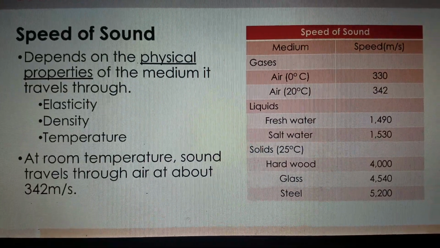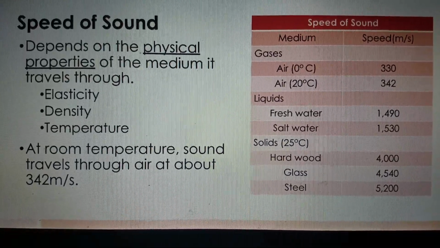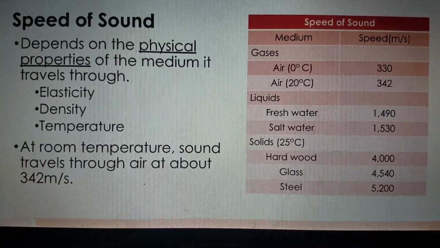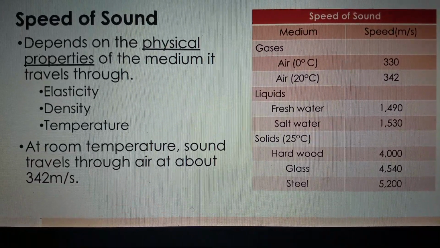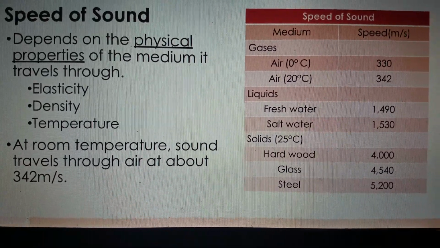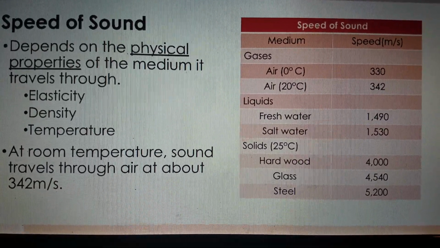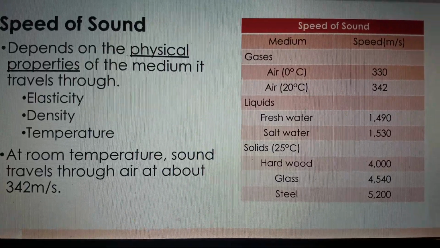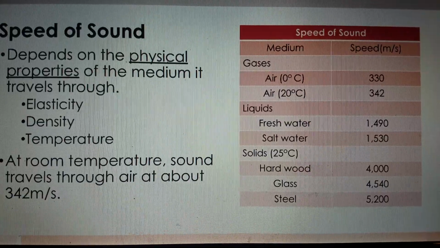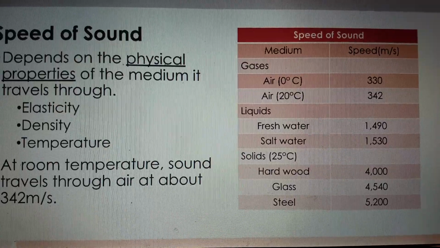So the speed of sound depends on the physical properties of the medium it travels through. And the three physical properties that you look at are the elasticity of the medium, the density of the medium, and the temperature of the medium. So at room temperature, sound travels through air at about 342 meters per second.